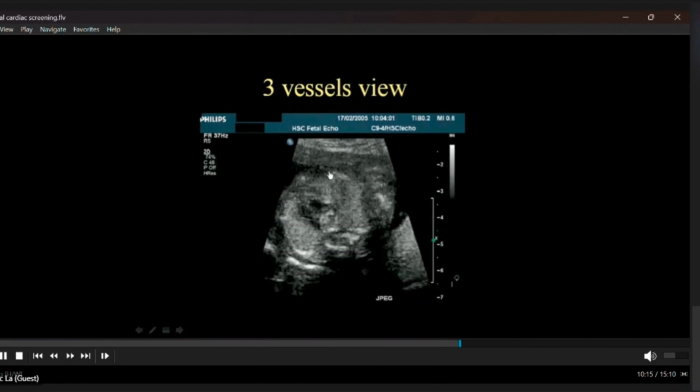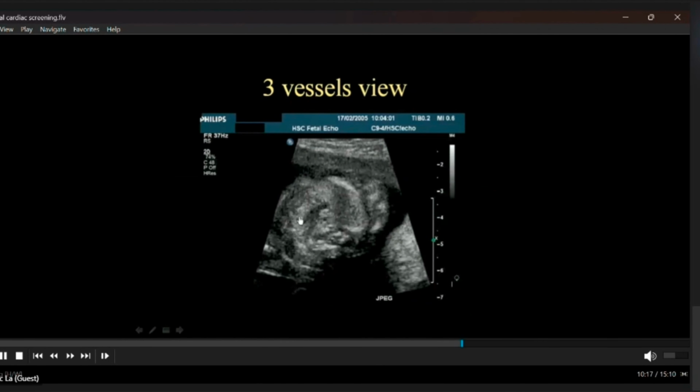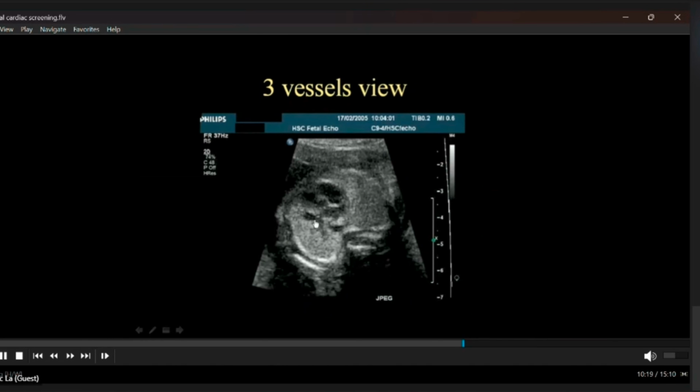So as we said, it's a straight axial just above the 4 chambers, and that's how it looks. So this is the pulmonary artery, this is the aorta, this is the SVC. You should see them in anteroposterior plane, with the pulmonary artery being the most anterior and to the left, SVC is the most posterior and to the right, and you should have very little difference between the size of the aorta and pulmonary artery.